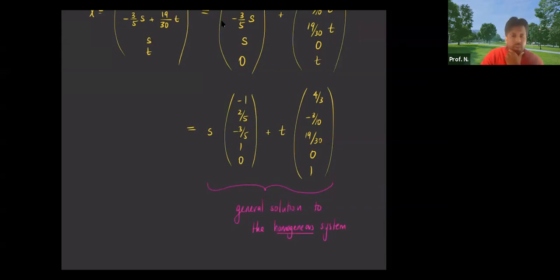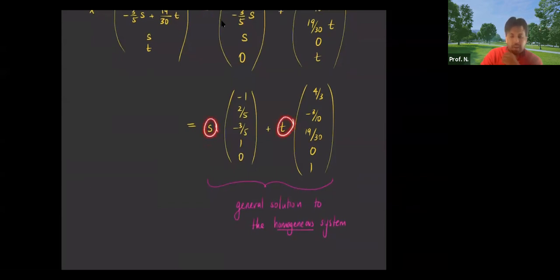Now, why is it called a general? Why is it not particular? The reason why is because T and S are not defined. The moment I define what S and T are, like I determine what numbers they are, I get a particular solution to the homogeneous system. And these are exactly non-zero vectors that do what? They form a basis of the null space.